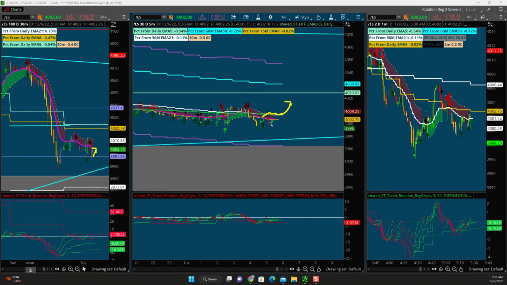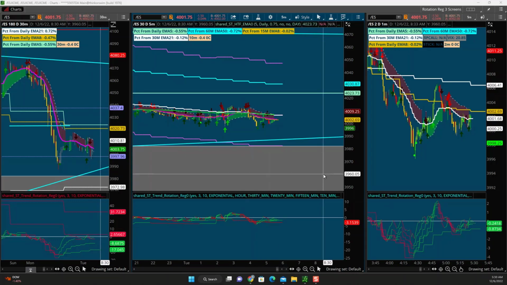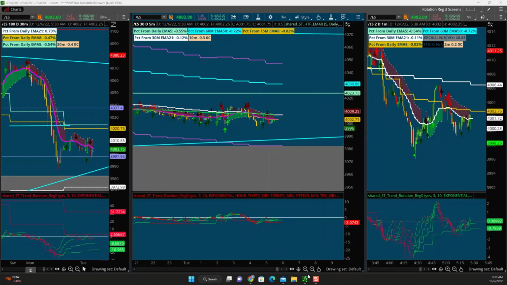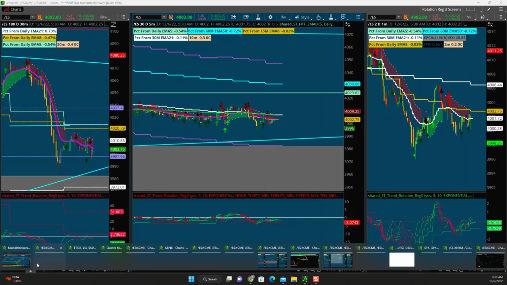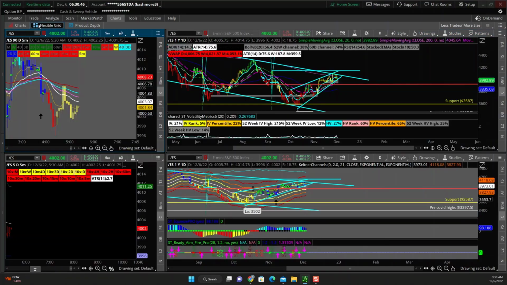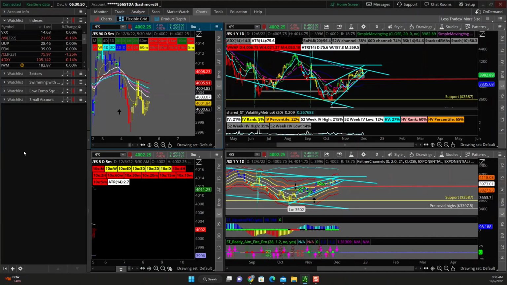But I'm still leaning to the bearish side simply also because of the squeezes, right? Squeeze momentum usually sticks around for a little bit. I want to pull up this chart first just to give you a big picture view here and open this.